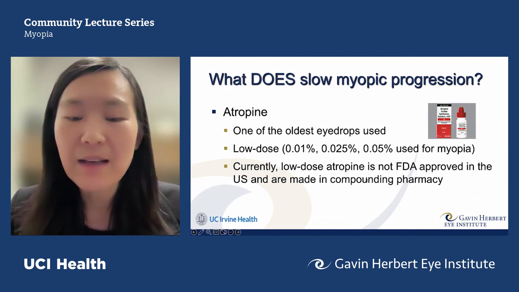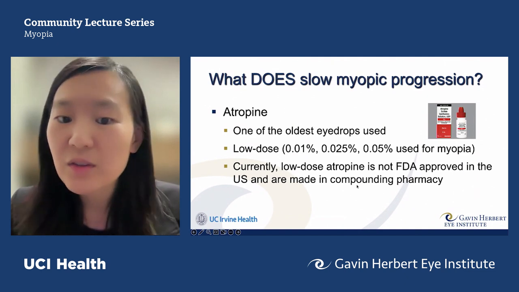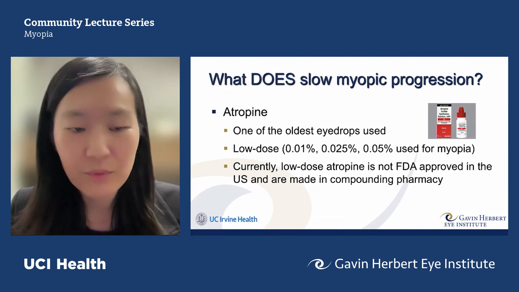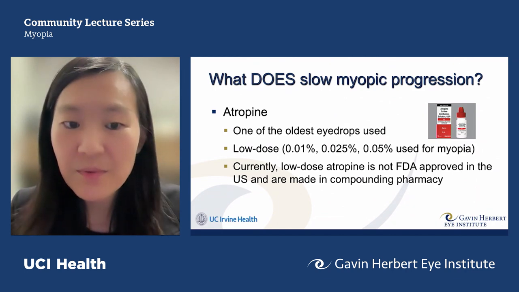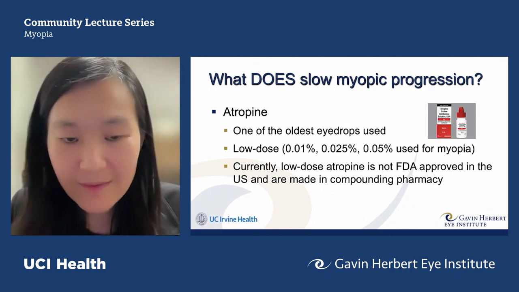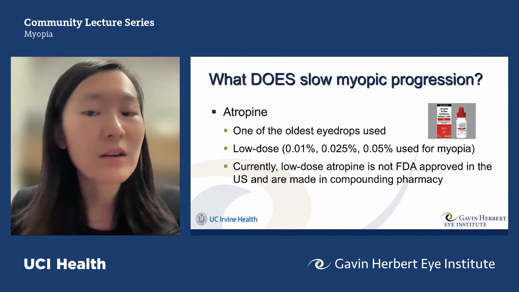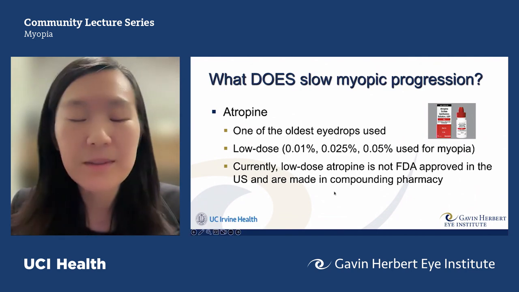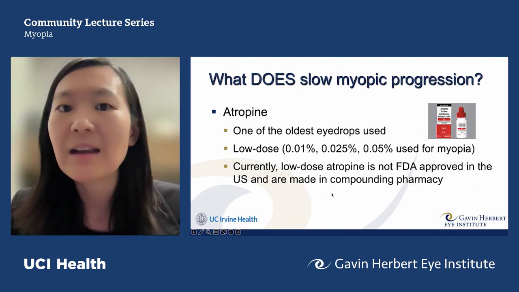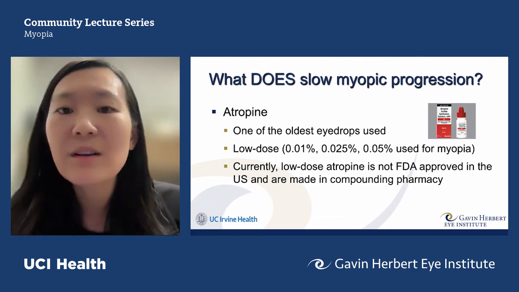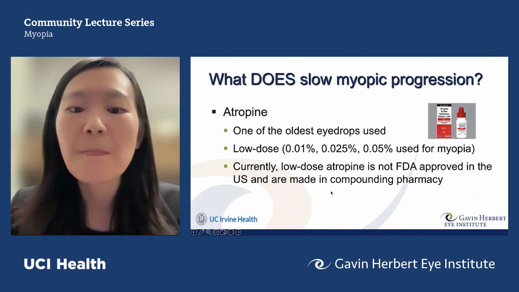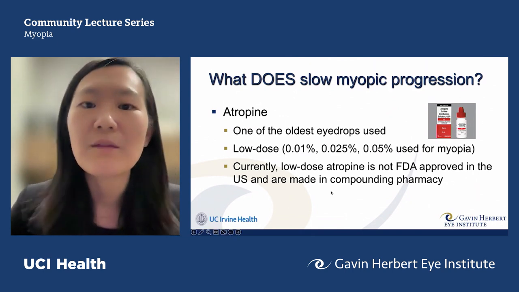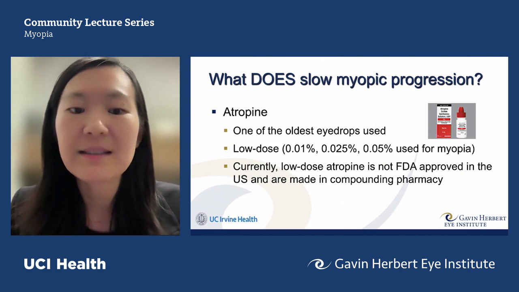As of today, low-dose atropine is not FDA approved yet. We're still undergoing the process to get it FDA approved, but it is not approved at this time. And they're not available at your local pharmacy, so you cannot go to CVS, Walgreens, Rite Aid, none of the local pharmacies will carry this. It is made in a compounding pharmacy, so it is through a few special pharmacies that we can get this.